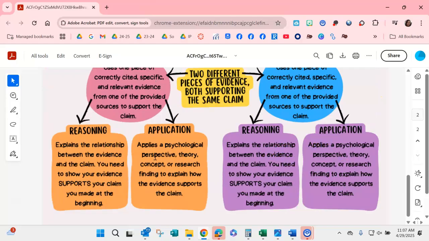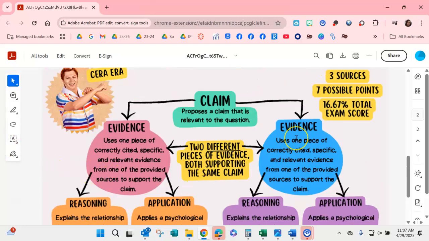Then you have to give reasoning. So you're going to explain the relationship between the evidence that you picked and your claim. So that's 1 point. And then another point right here, the application, that's probably the hardest part, is where you have to pick a psych concept that we have learned about this year and talk about how that relates to your evidence. And then you do all that again with a second piece of evidence.